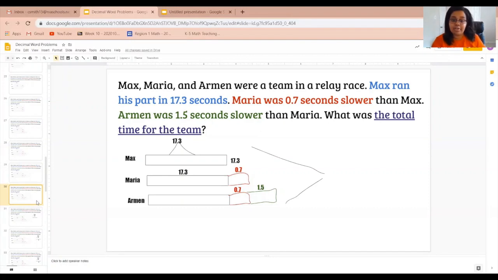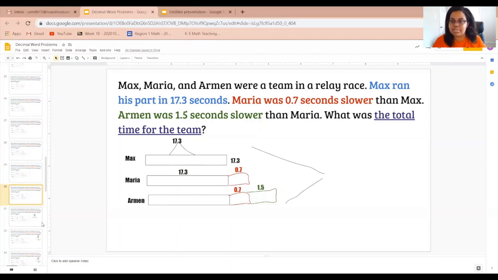The first thing I know is that Max was 17 3/10. There's nothing I need to add there. So I'm going to go ahead and add in 17 3/10 right there to represent Max. Now I need to figure out how long it took for Maria to run the race. To do that, I need to add 17 3/10 plus 0 7/10.